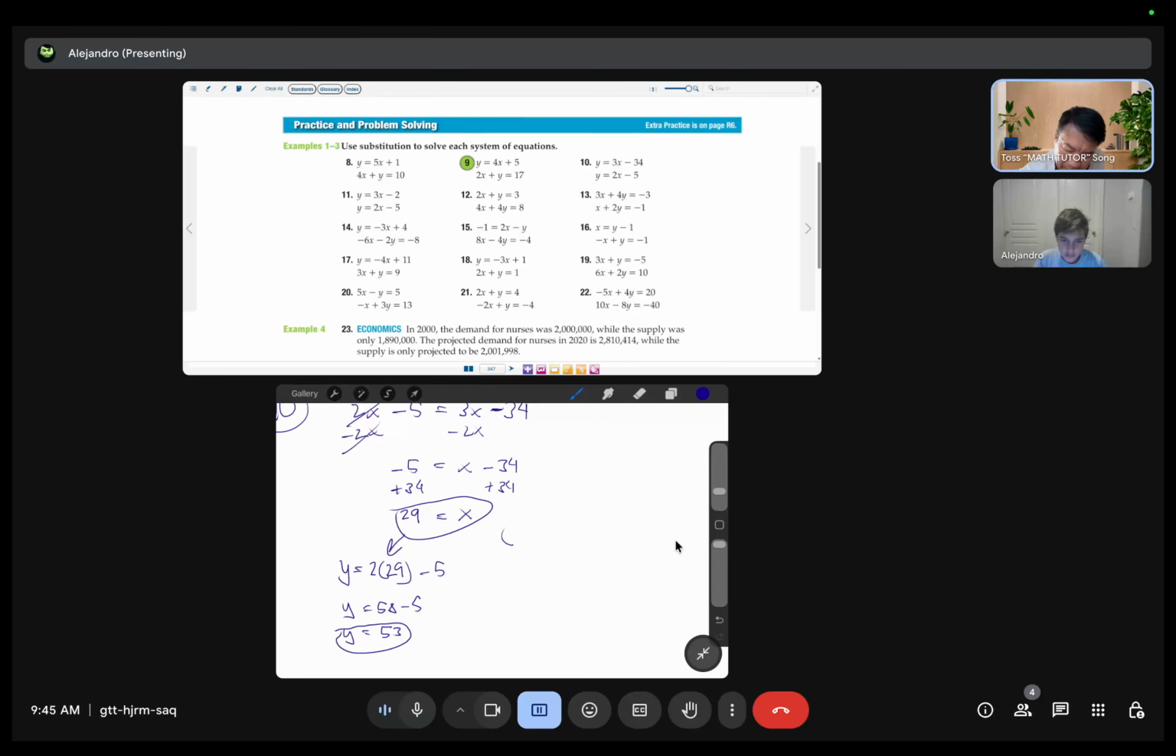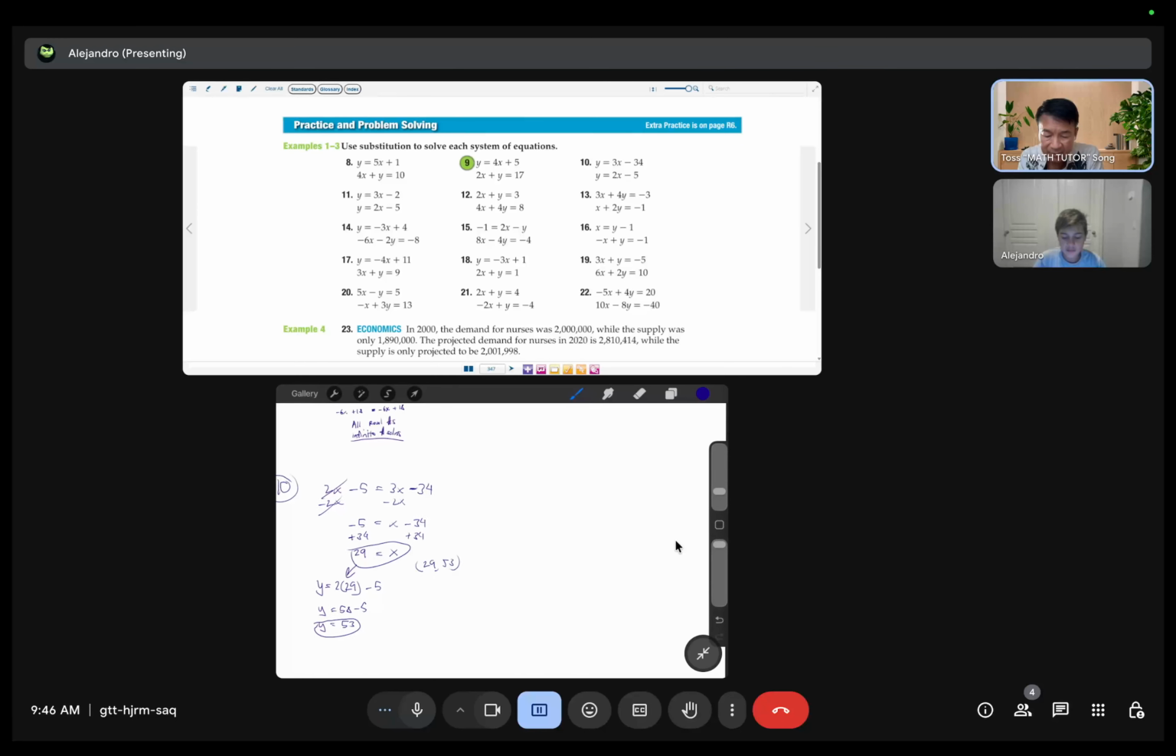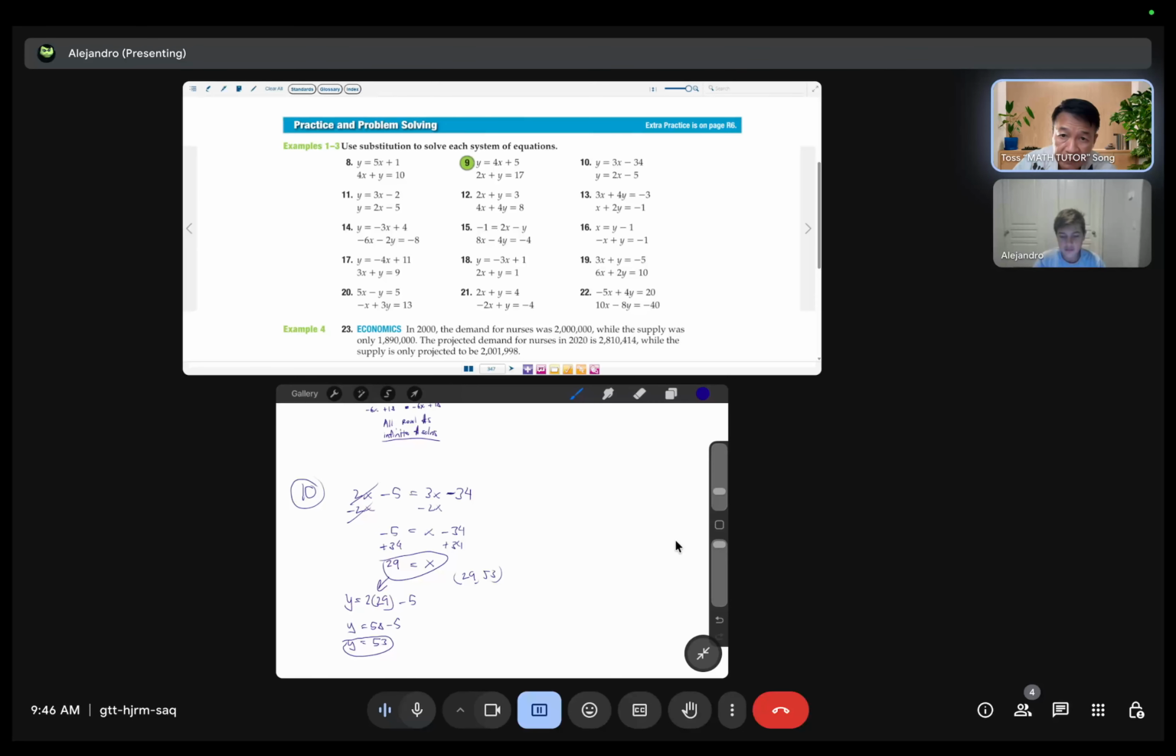Okay, so in coordinate form, 29 comma 53. Yeah, they're trying to show you that, hey, the answer could be big or small, or a fraction or decimal. I think you're eventually going to get a fraction, you're probably going to get a decimal. Well, a fraction is a decimal. Or 10, 11, same way.